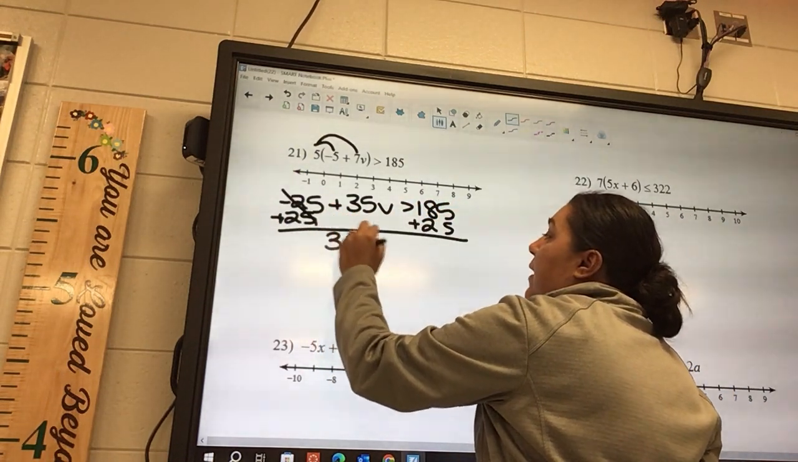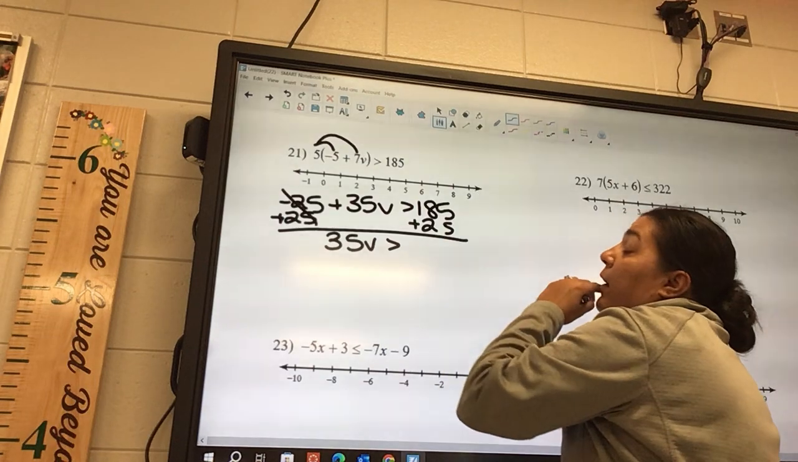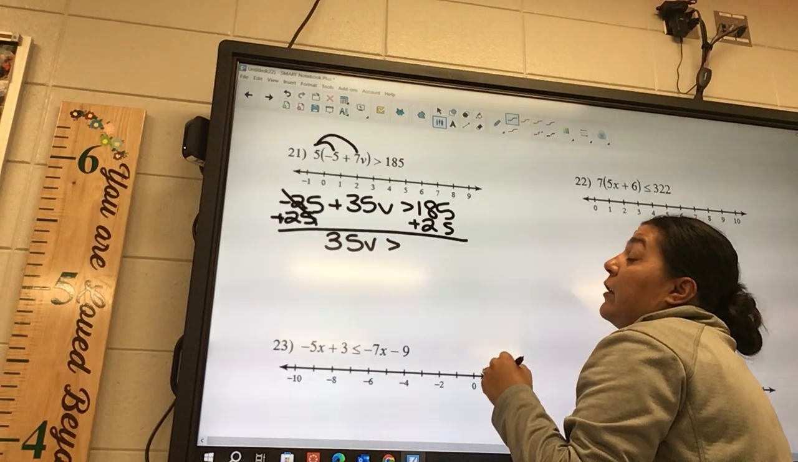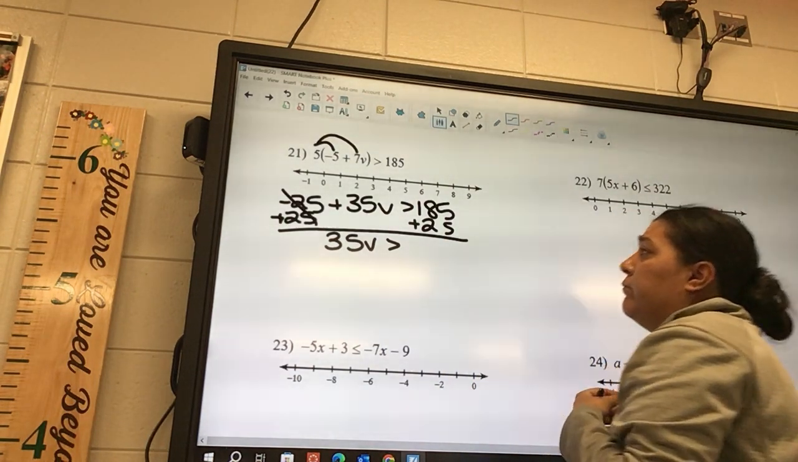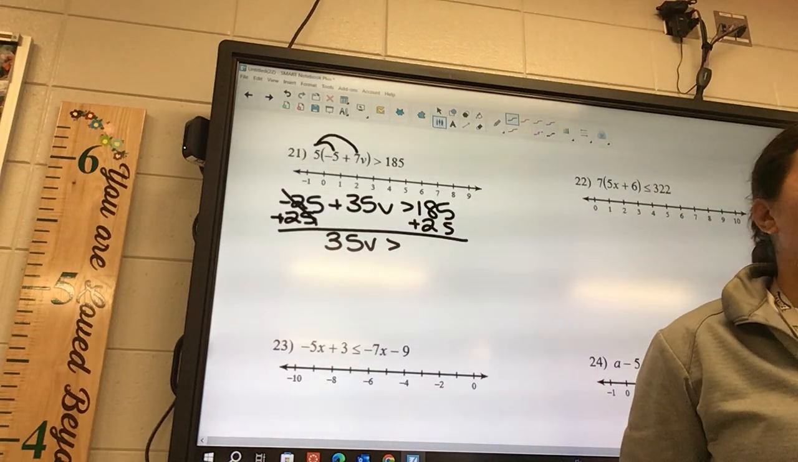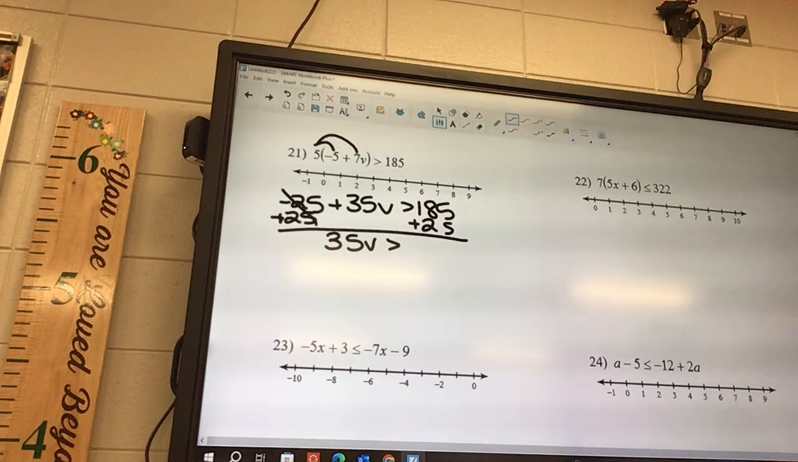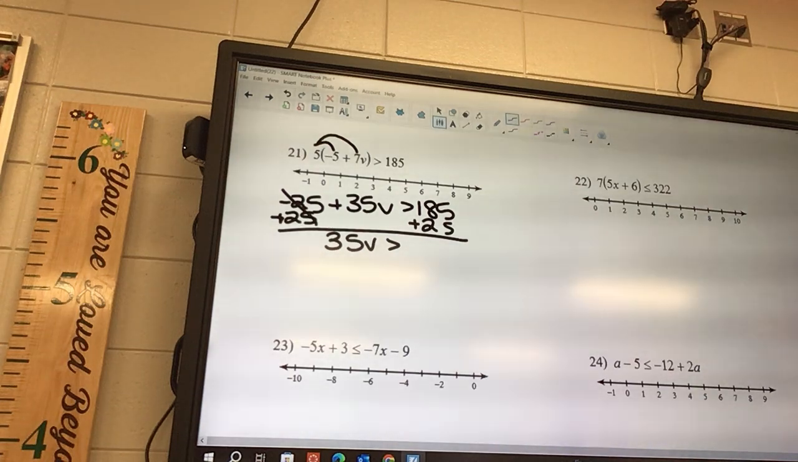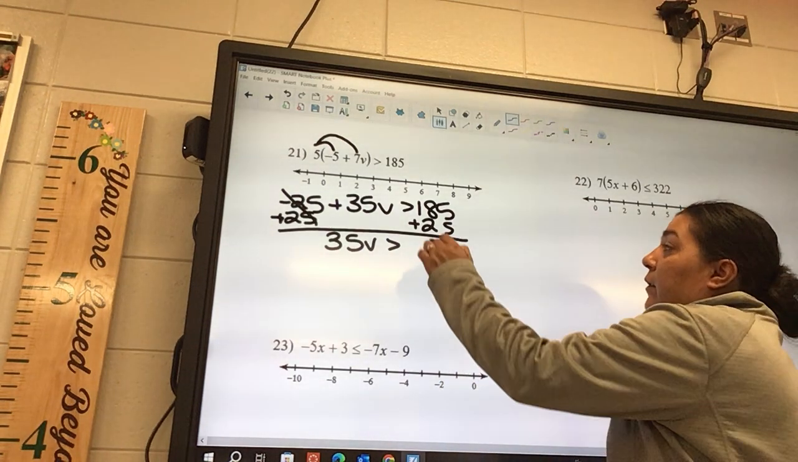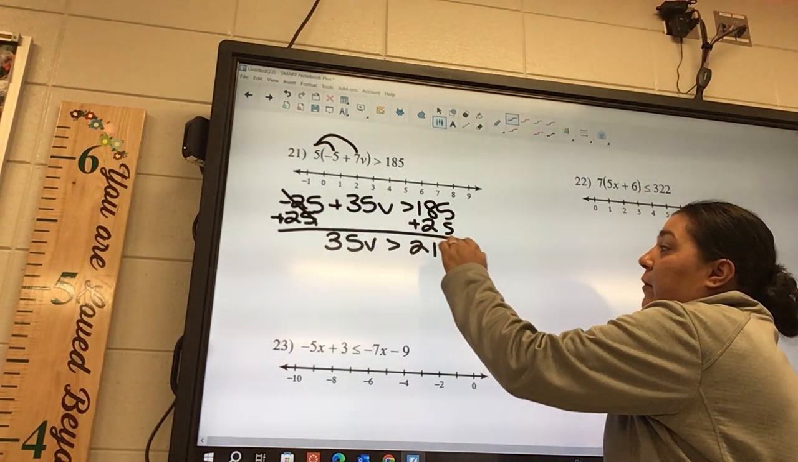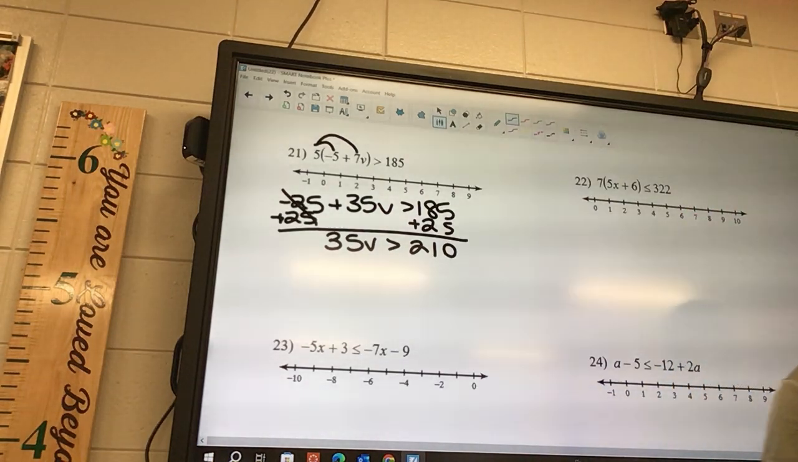So I get 35b, 10, 130? No. I don't know what it is. 110? 210. Somebody do it on a calculator. What is 185 plus 25? 210. 210? Okay. I didn't trust my math. I was getting all over the place.